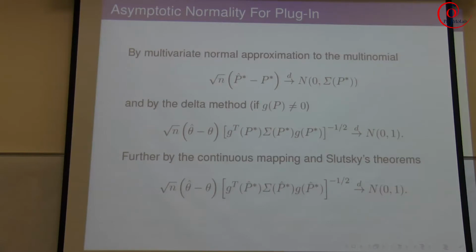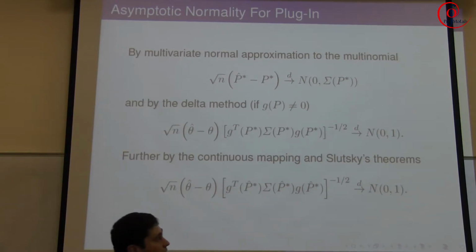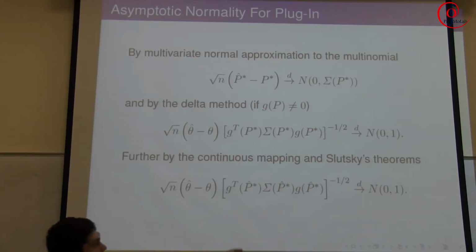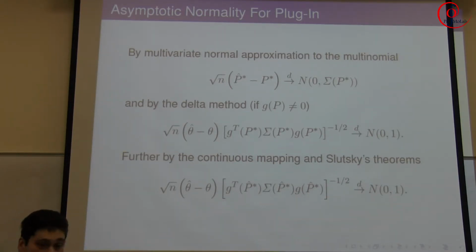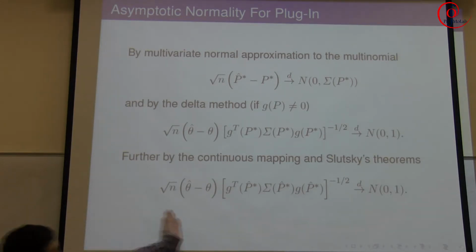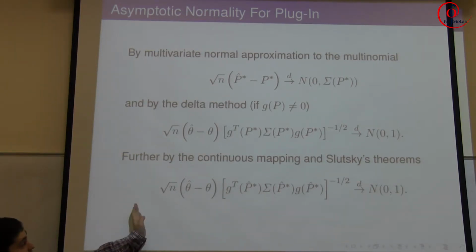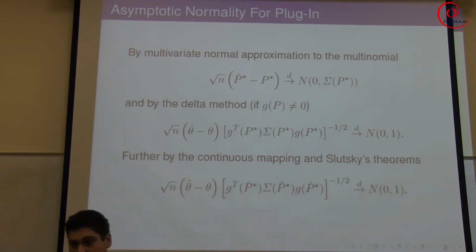And further, we could ask how useful this is, since we still need to know the p stars. But we can estimate p star by p star hat, and since p star hat is a consistent estimator of p star, then by the continuous mapping theorem and Slutsky's theorem, it's clear that this will still converge to normal 0, 1. But now everything here we can estimate and plug in, so we don't need to know anything about the true distribution in order to estimate things on this side. And of course, from this, we can construct asymptotic confidence intervals or asymptotic hypothesis tests.